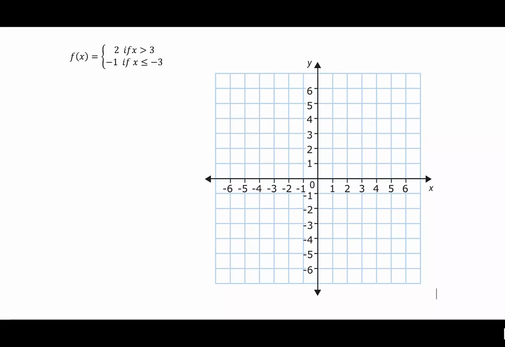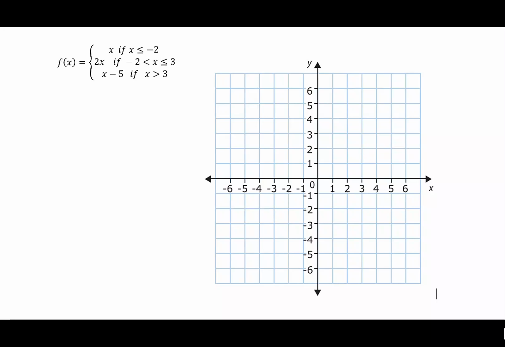On my graph, I'm going to put an open circle at the point 3, 2 to say this is where I begin, but I'm not including this point. Then all the values of x greater than 3 will be equal to 2, which I can show by putting in a line. The other piece of my graph says starting at negative 3, the values are negative 1. This time, because negative 3 is included, I put a closed dot at the point negative 3, negative 1. Then I'll put a line that extends to the left through negative 1.